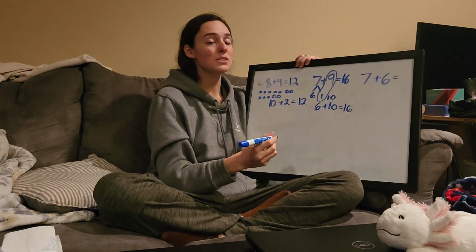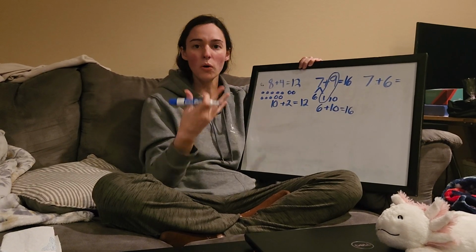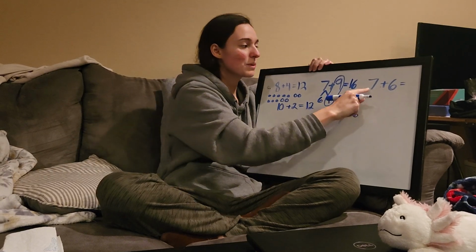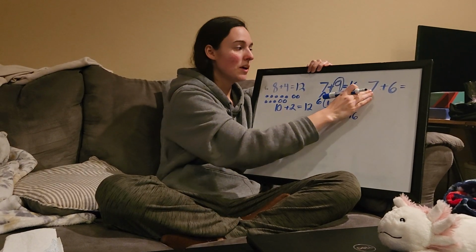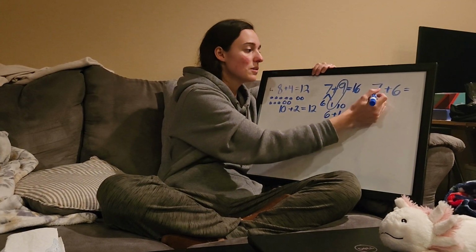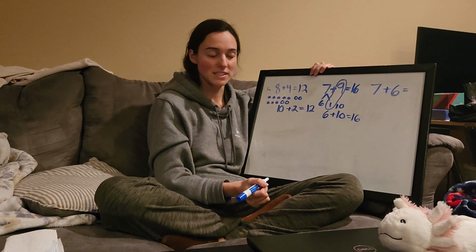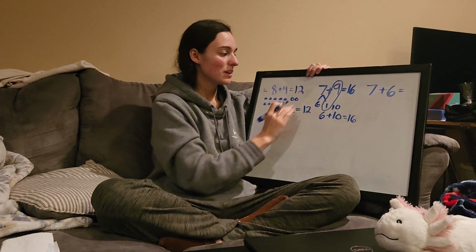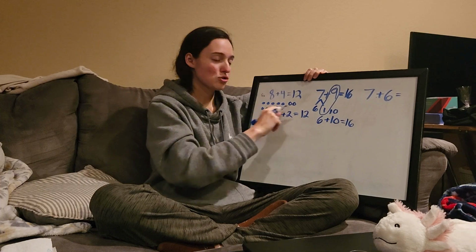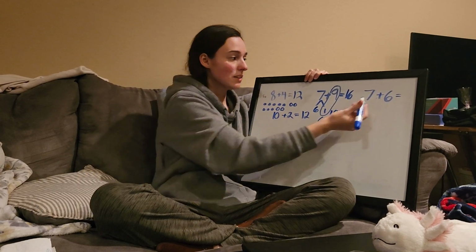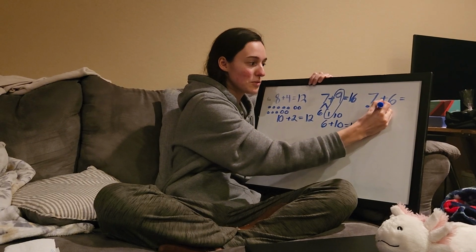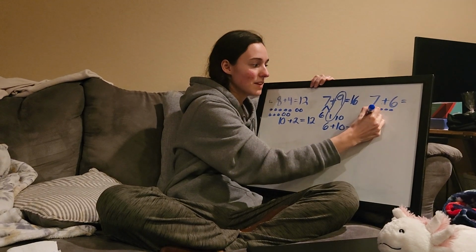Now you can do this with other facts, because 9 is not always going to be your biggest one, and 8 might not always be your biggest one. So I'm going to do another example, with 7 plus 6. 7 is the one that's closest this time, and I'm going to do another one with the drawing, the model, this time. So I'm going to draw my 7. 1, 2, 3, 4, 5, 6, 7.